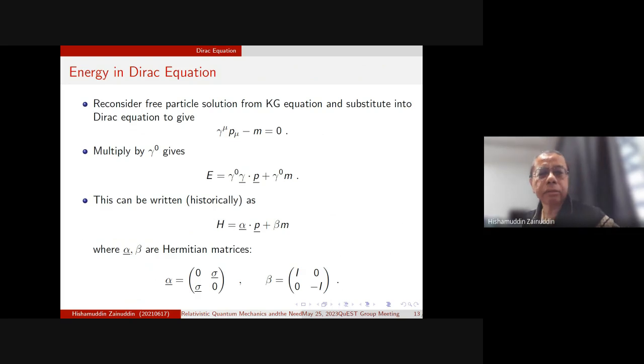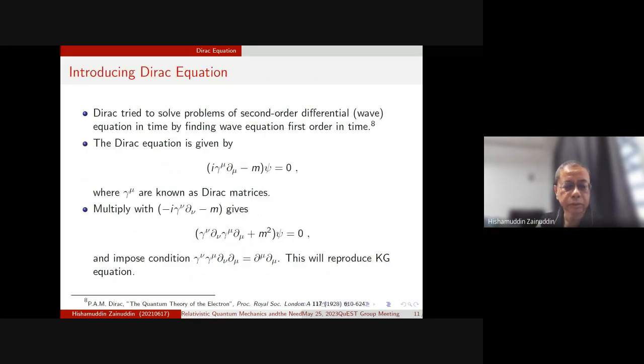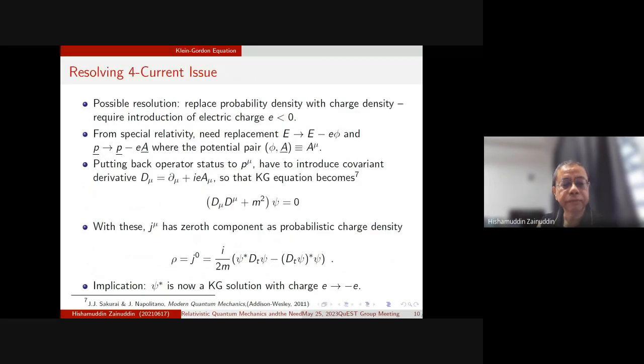So let's now look at the problematic issue in the case of relativistic quantum mechanics. What one does is to look at the simplest case, again, the free particle solution. Write down the equation for that. For the free particle solution, we can actually use the form that we had from the Klein-Gordon equation, because it's just going to be a propagating wave.